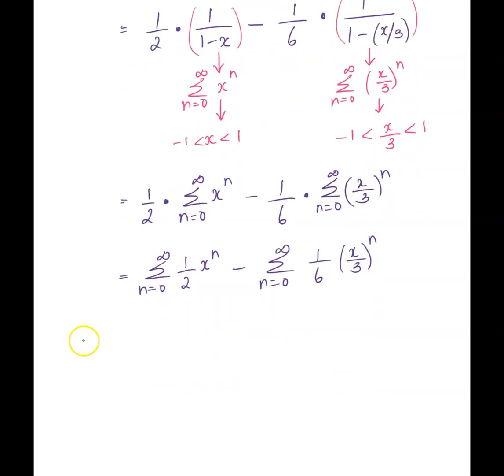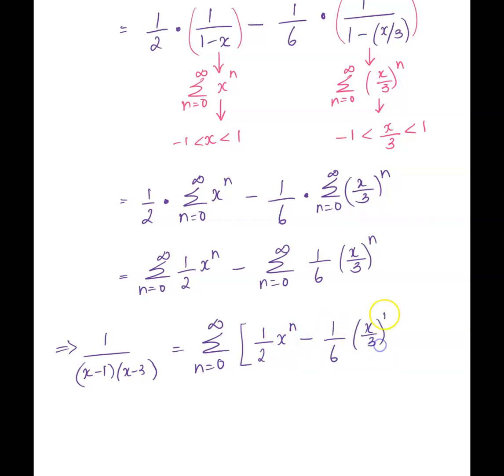Remember, on the left-hand side, we had 1 over x minus 1 times x minus 3. Right? That was on the left side. So now I'm combining the series, because that's allowed by the combining power series property, because they have the same interval, right? They go on the same interval, -1 to 1. We have the summation of (1 over 2 x power n minus 1 over 6 x over 3 power n). Yeah. So technically we are done here.